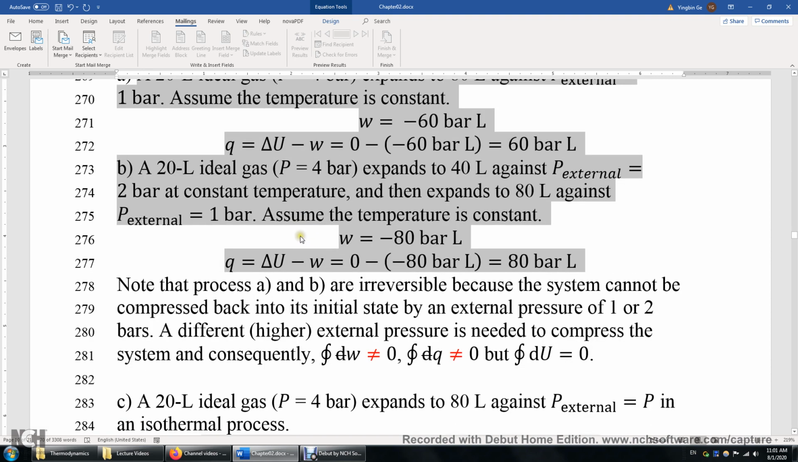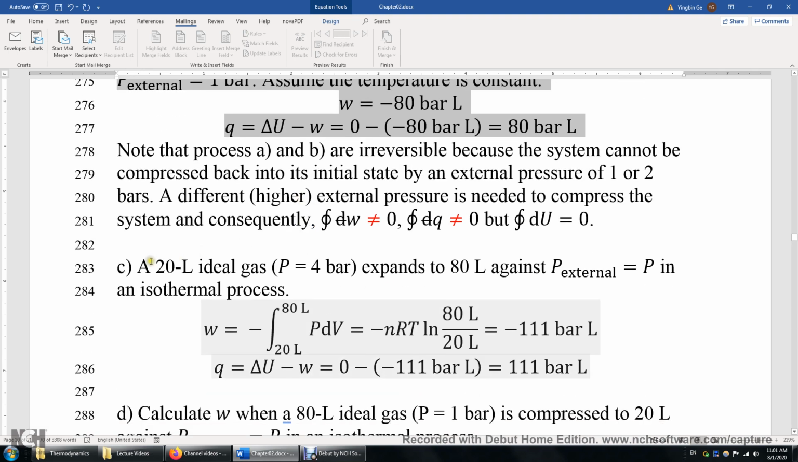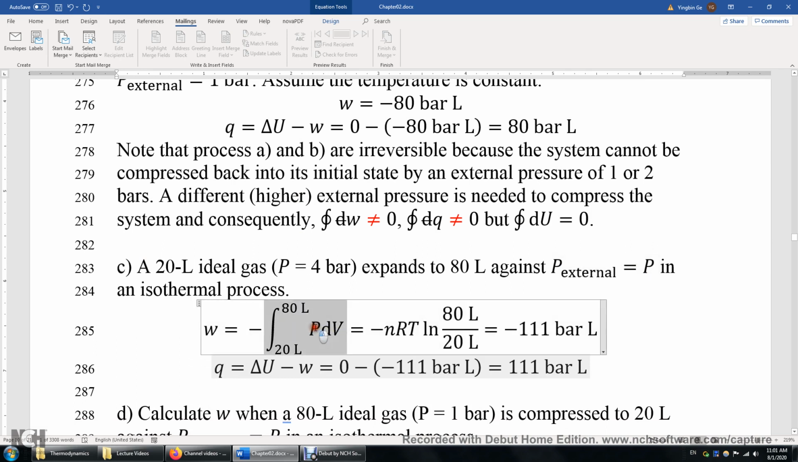Now let's look at one reversible process. In this case, P external equals P. That means this process is reversible. So how do we compute work? This time, we can replace P external with P. And pressure is nRT over V. And then we integrate nRT over V dV. We got this number, negative 111 bar liters. That's W. Q is positive 111. And this is a reversible process. In this process, the entropy of the universe remains unchanged.